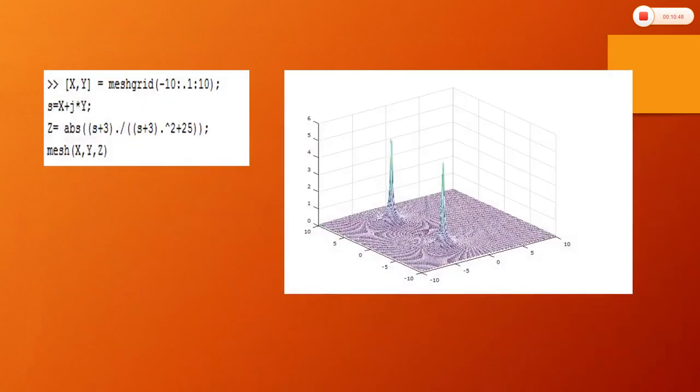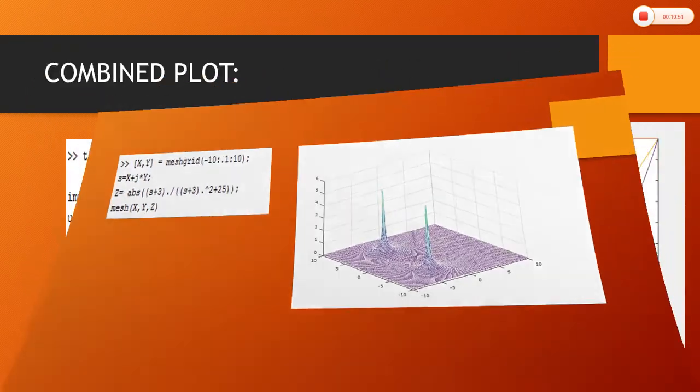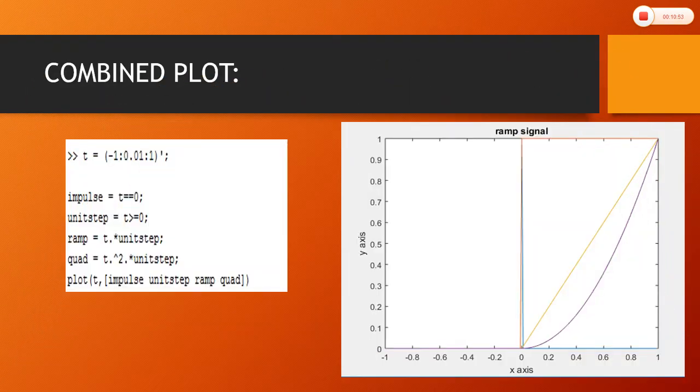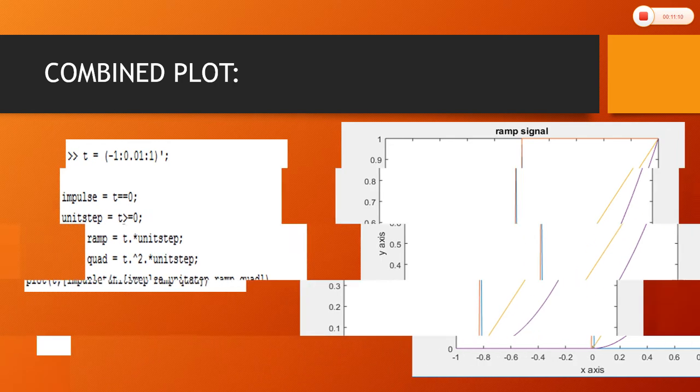Now, in order to write its combined commands, I have the impulse signal, unit step signal, and ramp signal. In order to make its plot combined, these are some commands that you have to type on MATLAB, and then MATLAB will give you this graph.